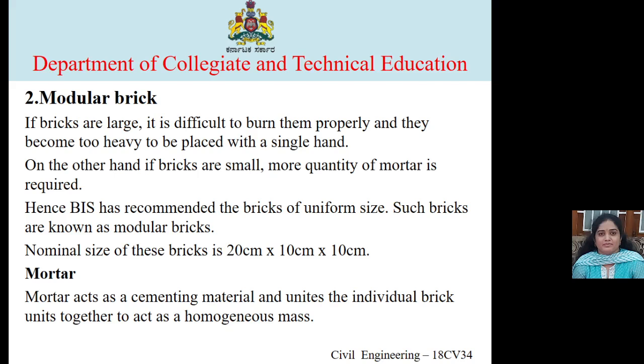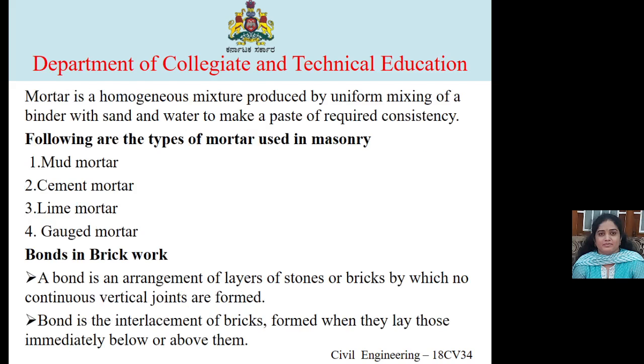Mortar acts as a cementing material and unites the individual brick units together to act as a homogeneous mass. Mortar is a homogeneous mixture produced by uniform mixing of binder with sand and water to make a paste of required consistency. These are the different types of mortar used for masonry work: one is mud mortar, second is cement mortar, third is lime mortar, fourth is gauged mortar. Of these, the most popular is cement mortar, and of course lime mortar also.